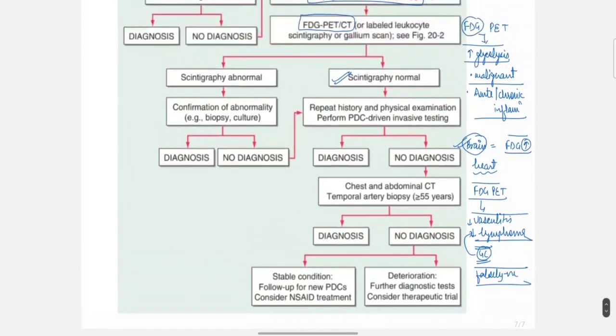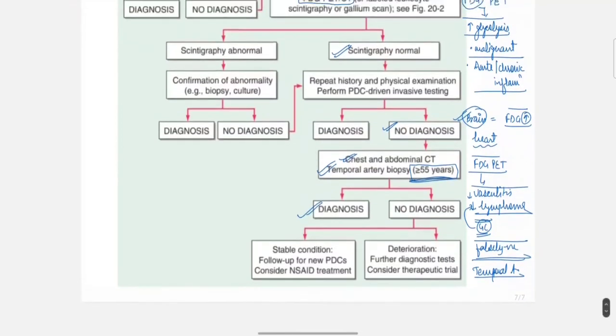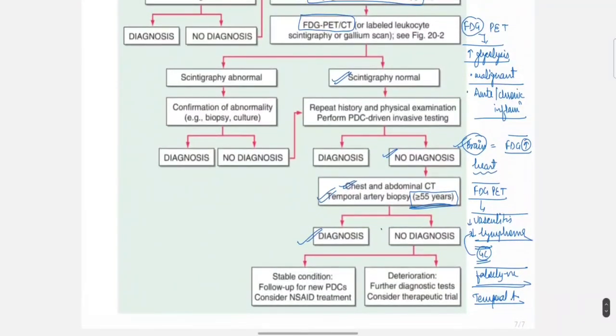And then there is temporal arteritis. In case of temporal arteritis, the vessel is so small that FDG PET uptake cannot be seen. So if there is no diagnosis with the help of FDG PET, we have to perform temporal artery biopsy if the patient is more than 55 years, and CT chest and CT abdomen. With this, if there is a diagnosis, fine. If there is no diagnosis, then what do we have to do?